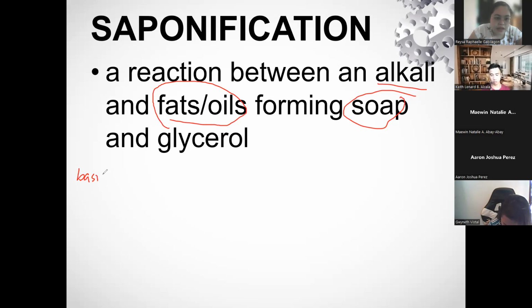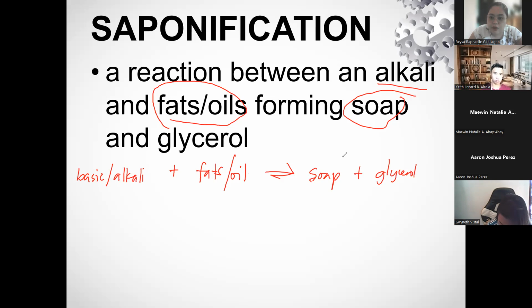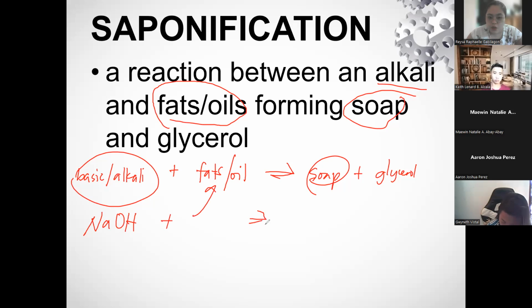A basic or alkaline substance plus either fats or oil. Again, ang mabubuo niyan ay soap and glycerol. That is how they make soap, class. Bath soap. Pwedeng liquid, pwedeng hard soap, depending on the basic substance being used. So pag ang ginamit na basic substance is sodium hydroxide, pinareact mo dito sa fats or oils, you will have the hard soap.